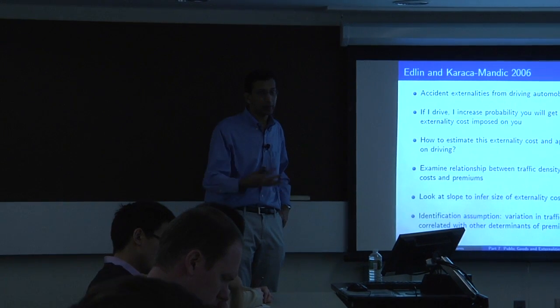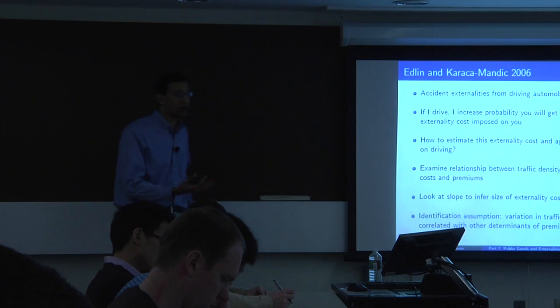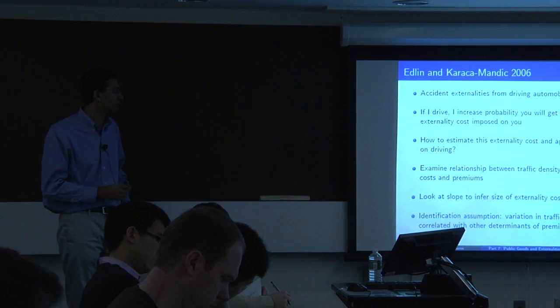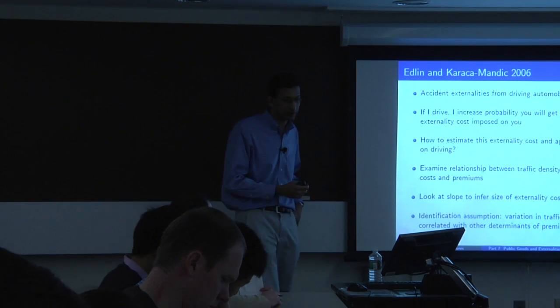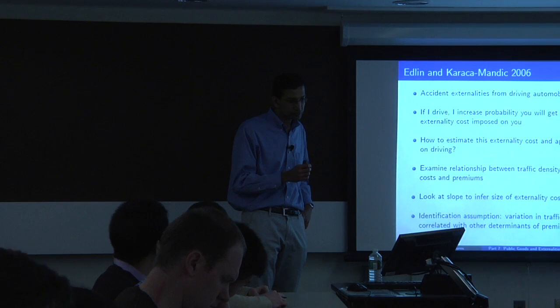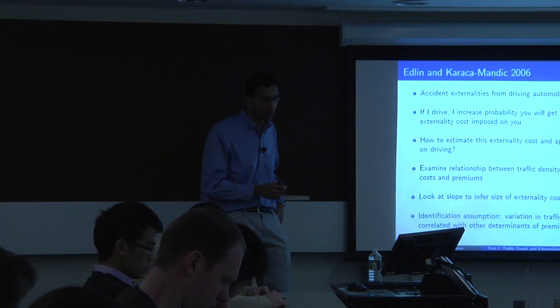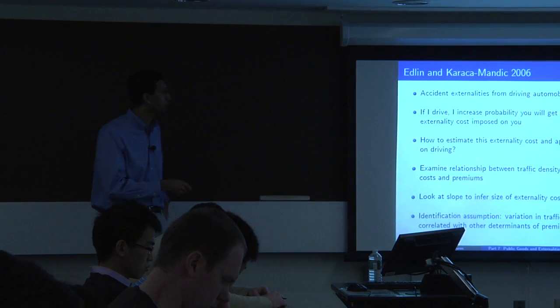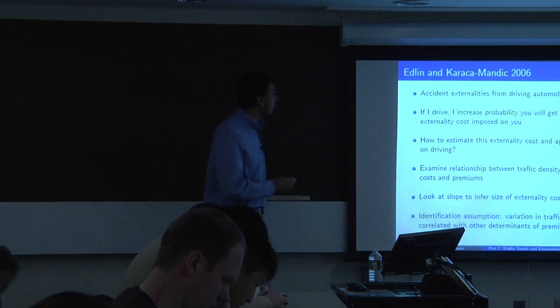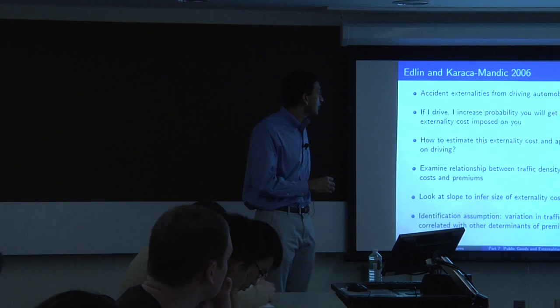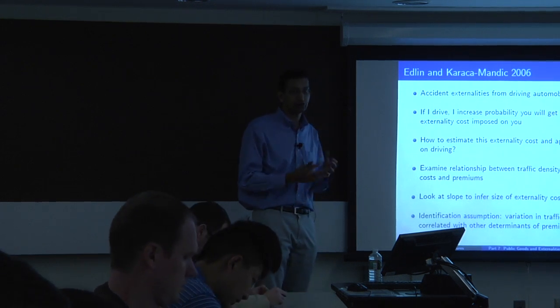So we'll talk about a bunch of different examples. There are obviously lots and lots of examples of people trying to measure externalities. So I'll try to illustrate a few different methodological approaches. So the first paper I'm going to talk about is by Edlin and Karaca-Mandic in 2006 in the JPE. And what they're interested in are the externalities from driving.